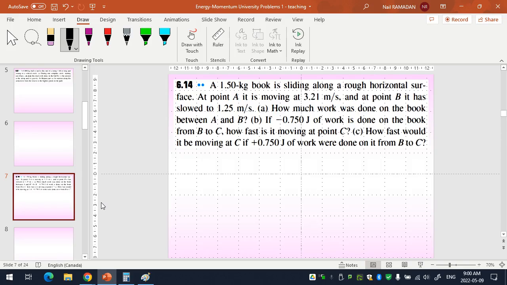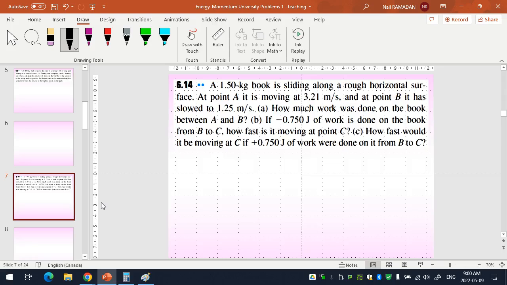Come on, focus. Okay, so a 1.5 kilogram book is sliding along a rough horizontal surface. Because it's rough, there must be friction. At point A, it is moving at 3.21 meters per second, and at point B, it has slowed down to 1.25 meters per second. Question 1. How much work was done on the book between points A and B? They're asking for work.